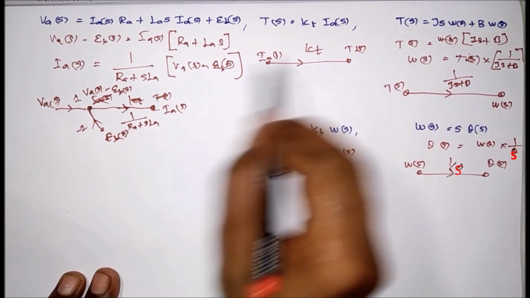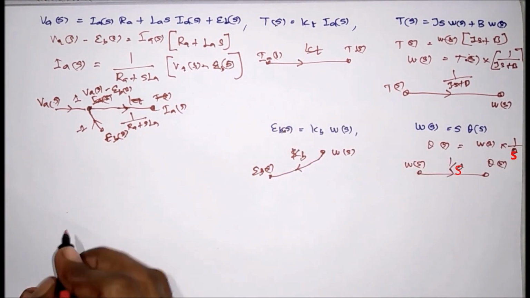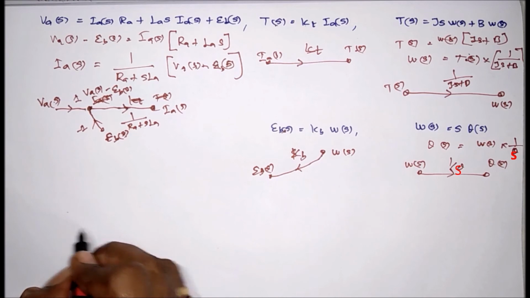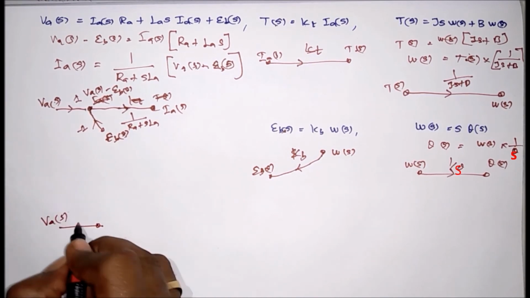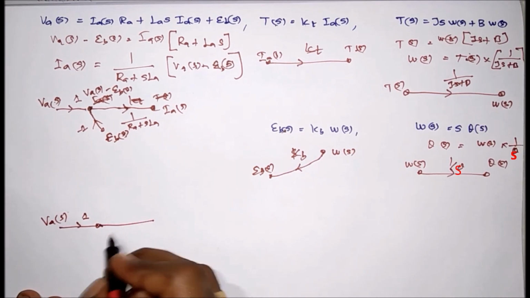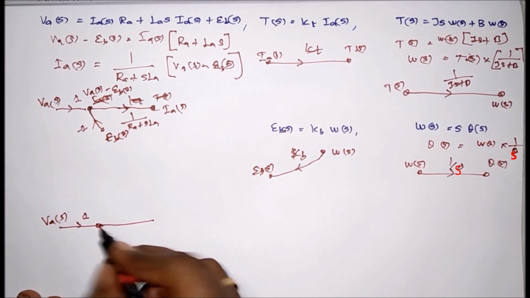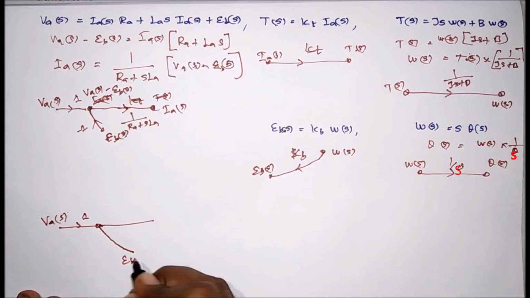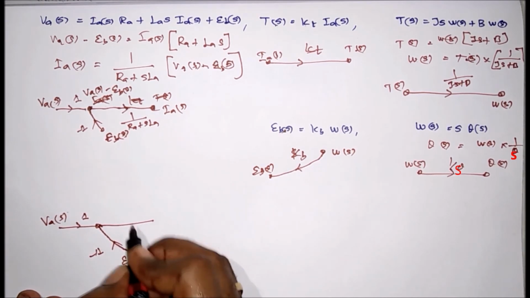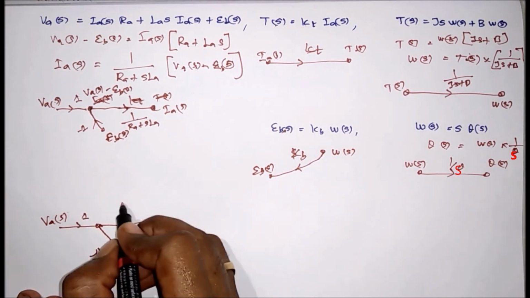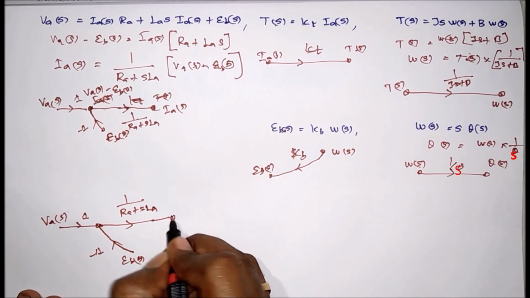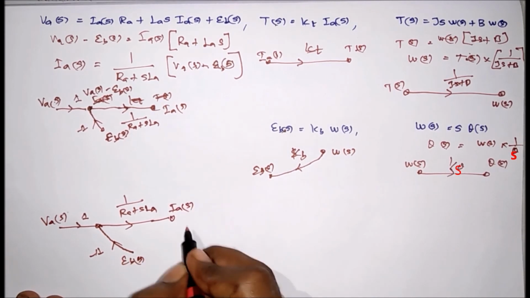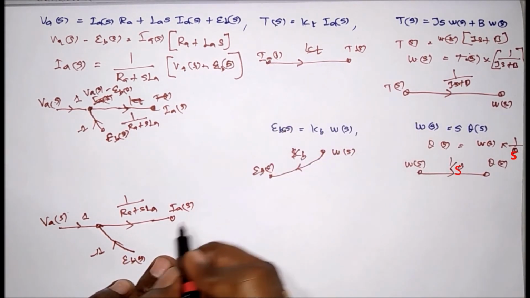We can connect the 1, 2, 3, 4, 5 graphs. Now first we have to draw this. At this point, Va of s is the input, its gain is unity. Now there is Eb coming here, Eb of s, its value equals minus 1. From this graph its value is 1 by Ra plus s La. So this is nothing but Ia of s.